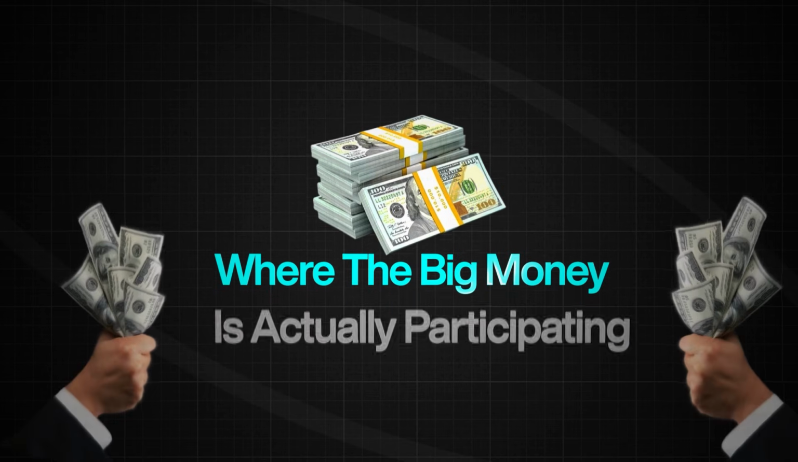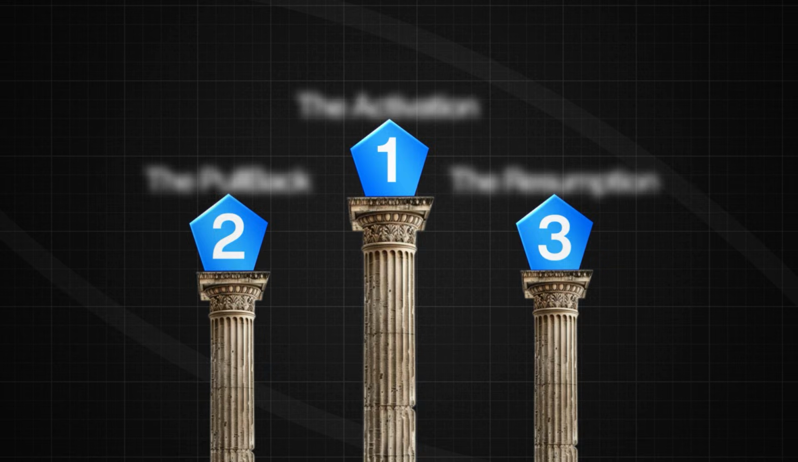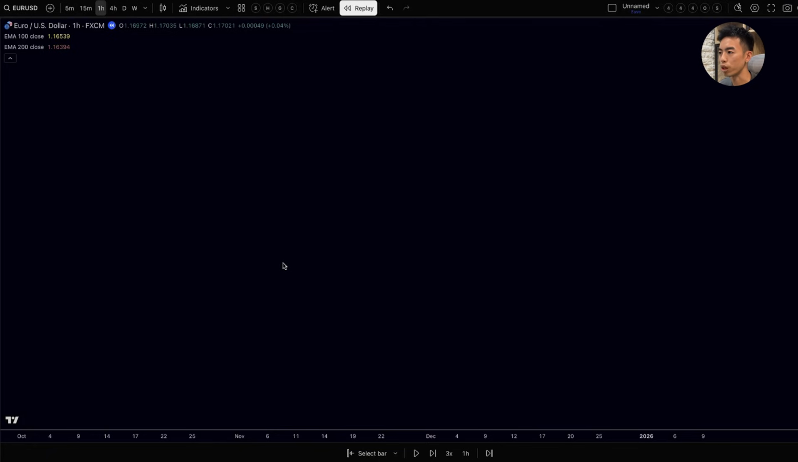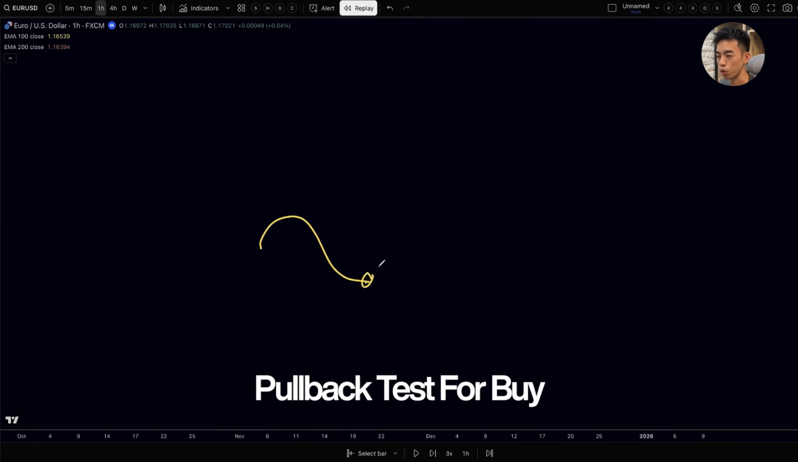So let's get started. Okay, so trading doesn't need to be complicated. We can really just simplify things by understanding where the big money is actually participating. And we do that by checking these 3 phases. Phase number 1, the activation. Now the activation is pretty self-explanatory. Let's say we're looking for a pullback test to look for a buy.